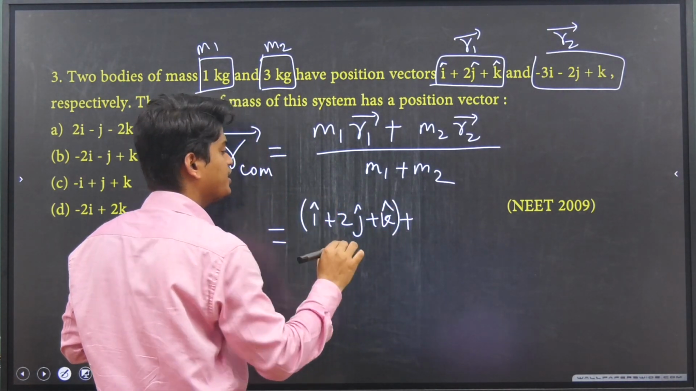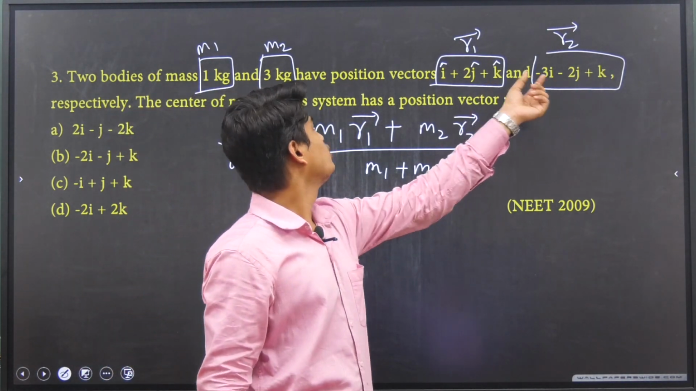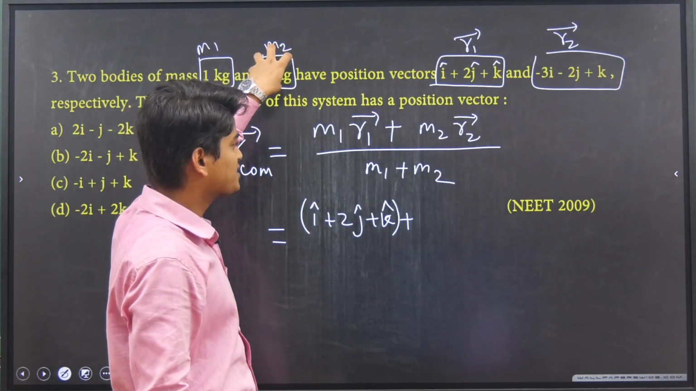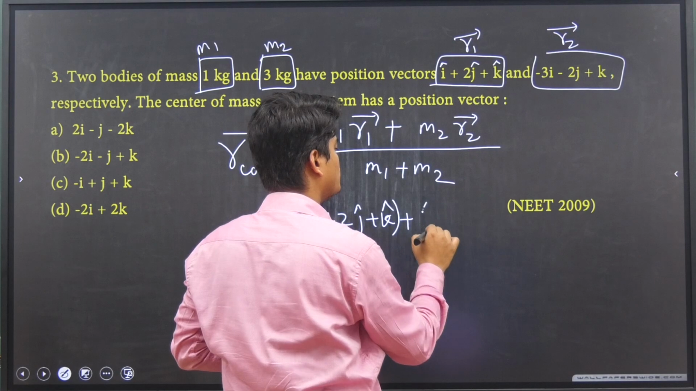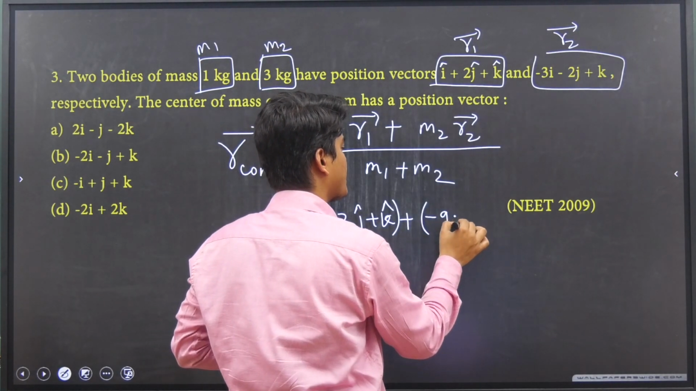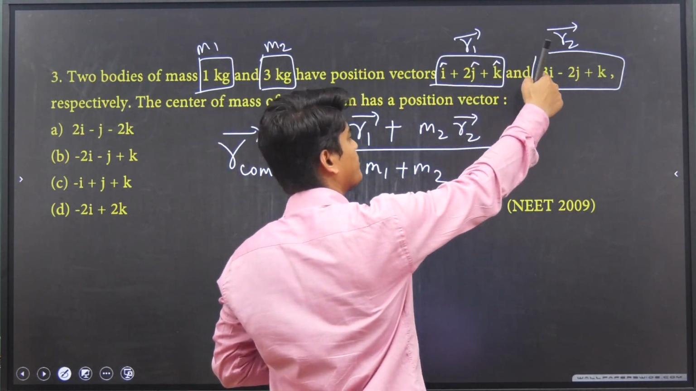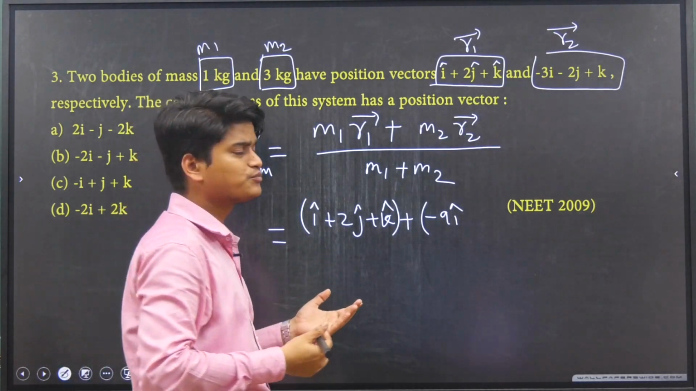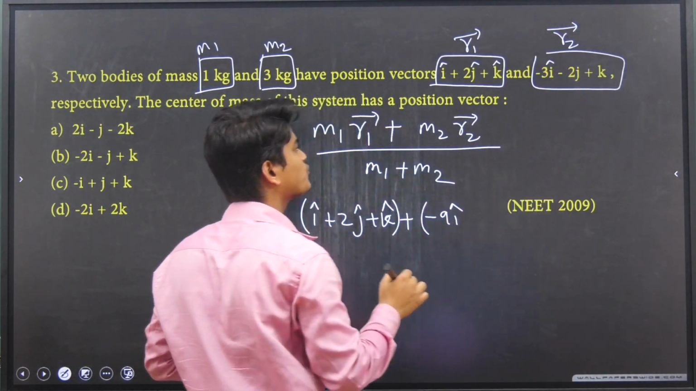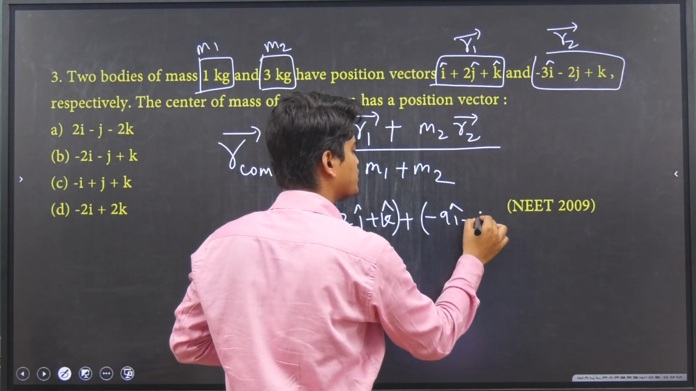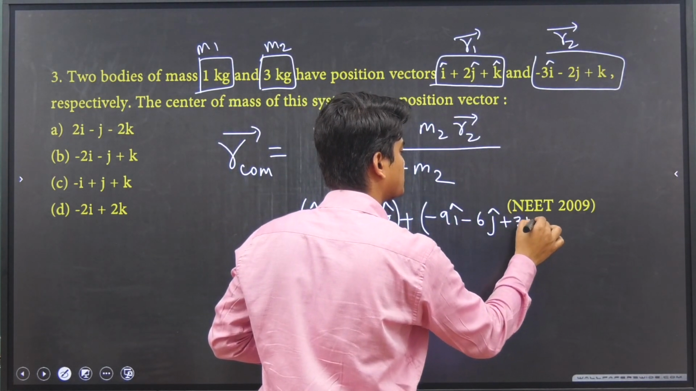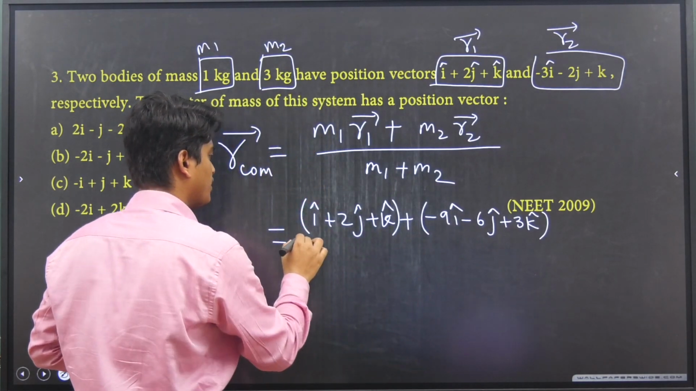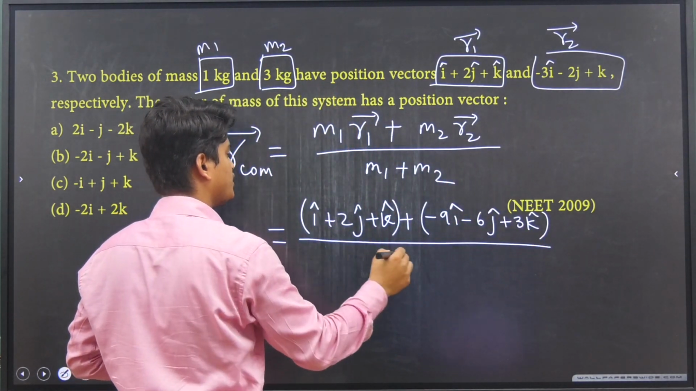Now plus here you see R2 will multiply with 3, that means first I have to multiply 3 with the R2. So if I do direct multiplication, I will get here minus 9 I cap, because 3 will multiply with minus 3 I cap, so it will become minus 9 I cap. Then again with 2, so it is minus 6 j cap. Then again with k, it is plus 3 k cap. Now divided by how much? 1 plus 3, which is 4.